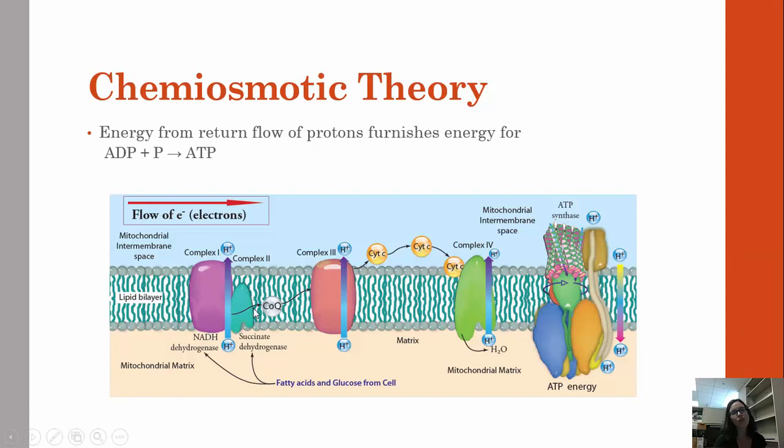So we have the downhill flow of electrons from our electron donors, NADH and FADH2, that were produced from the TCA cycle. This downhill flow of electrons allows hydrogen protons to be pumped into the intermembrane space, creating an electrochemical gradient, as the protons want to get back into the matrix because they're attracted to this more negatively charged area. They go through the ATP synthase, they turn the rotor, they bind ADP to phosphate to make ATP, and there we have our energy.